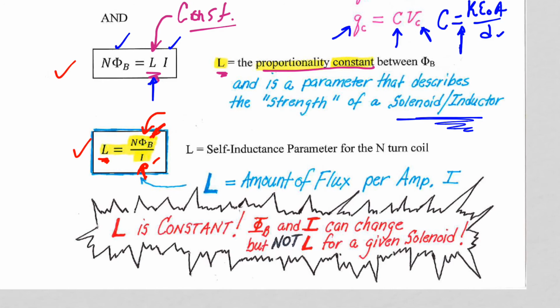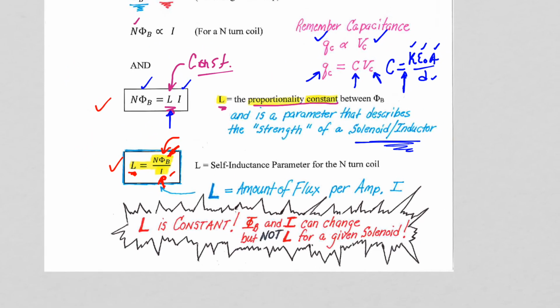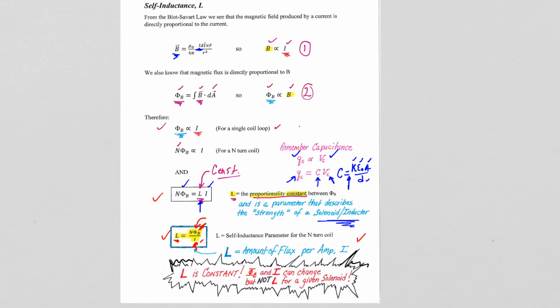And please, again, make sure you get all of your annotations into your notes. Don't take shortcuts on the annotations. When you look back at the notes as time goes by, the annotations will be important. So L is the amount of flux per amp. It is a strength parameter. My statements here are explosive for a reason. L is constant. Flux and I can change, but L for a given solenoid remains constant, and we're going to do the derivation of that in coming lessons.